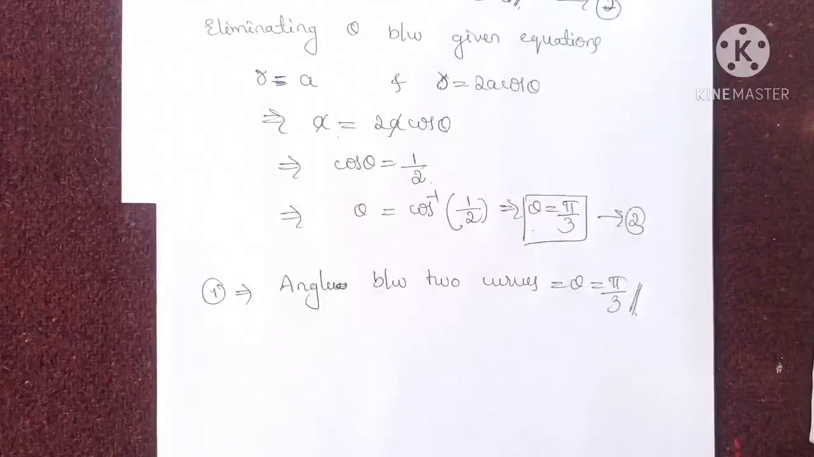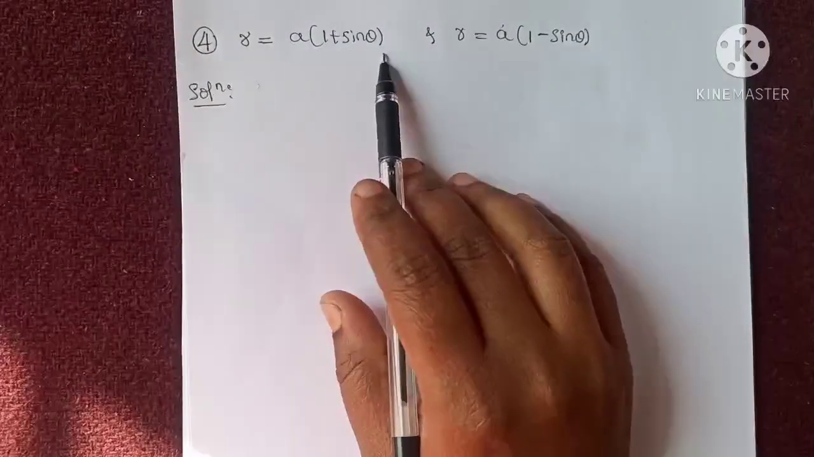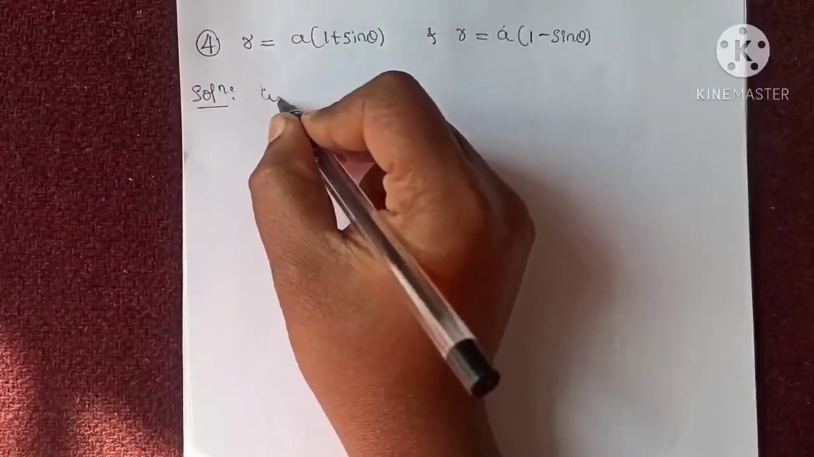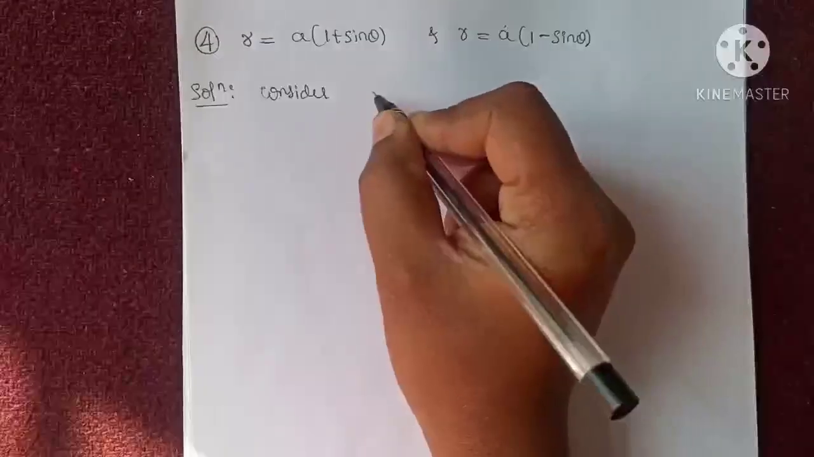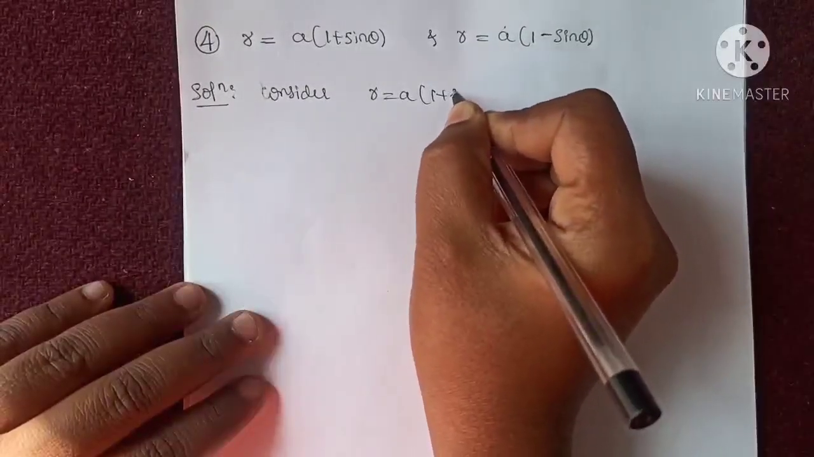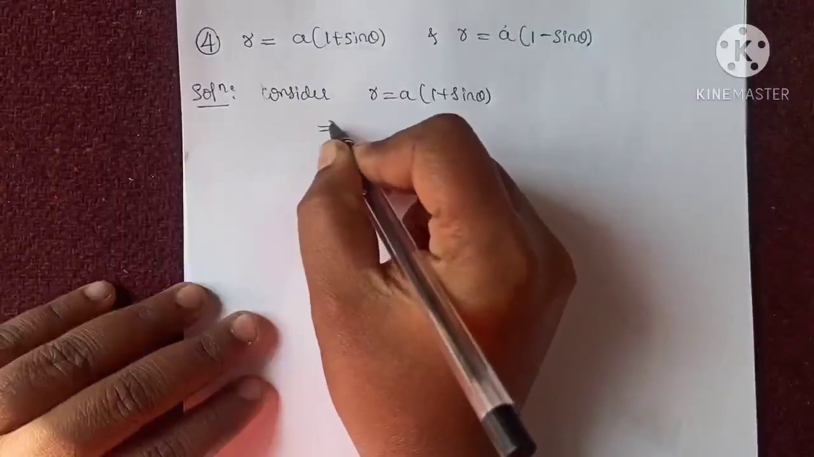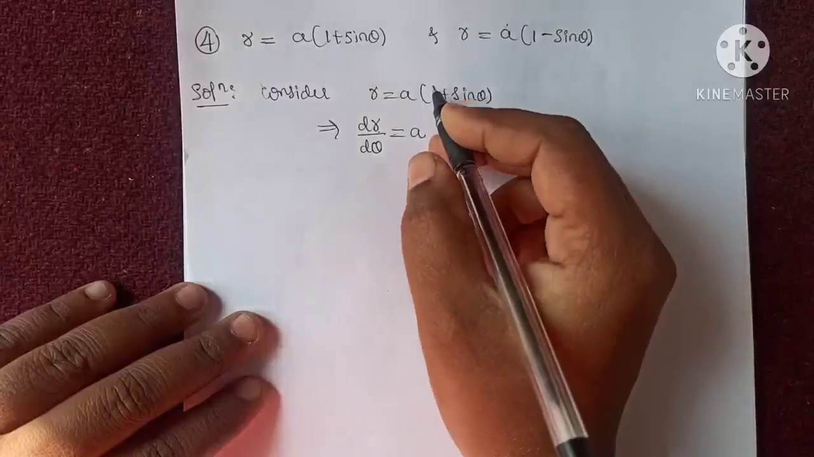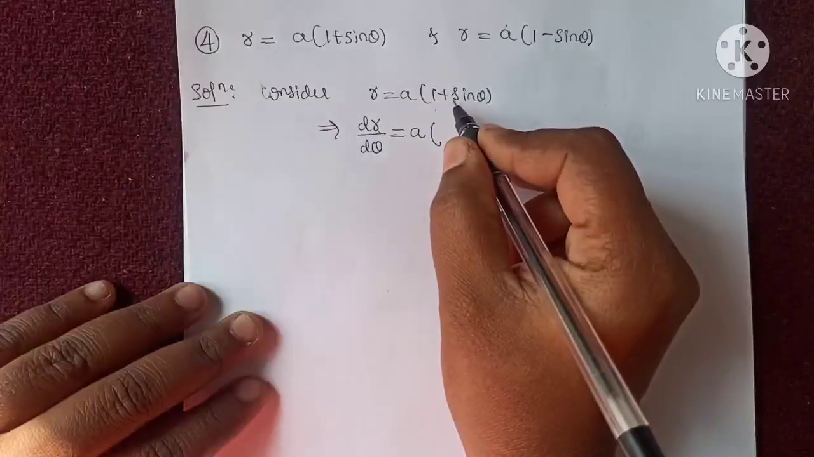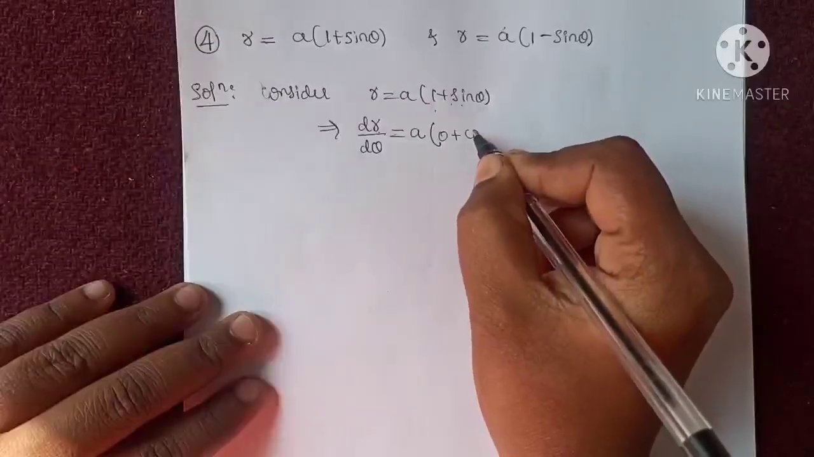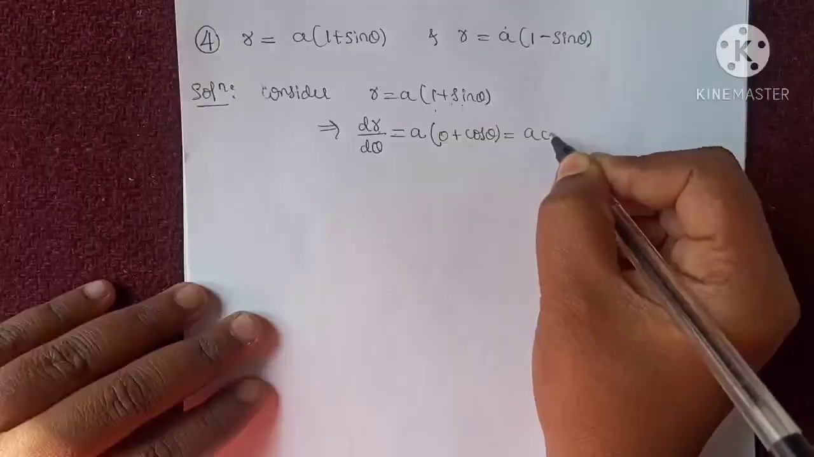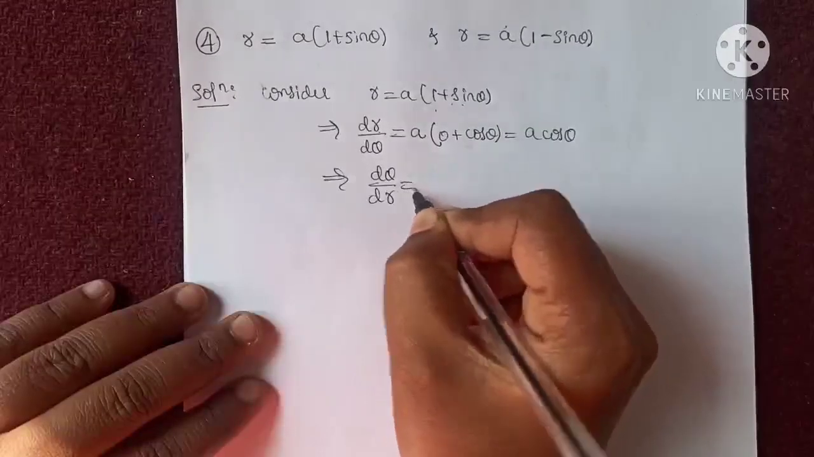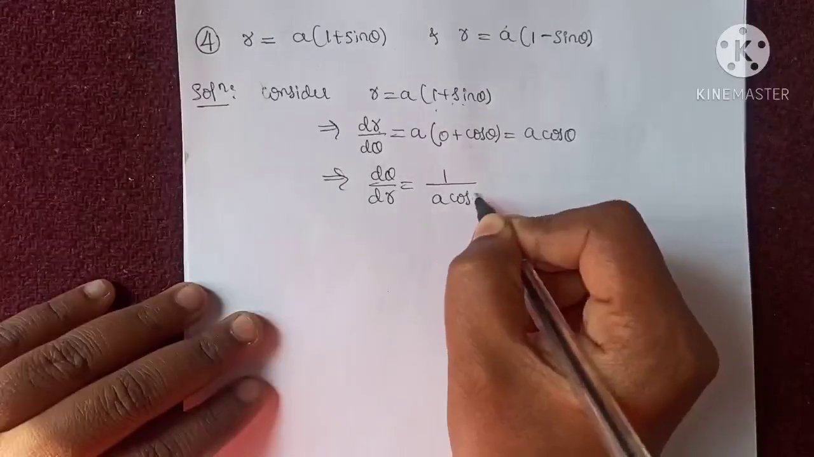Okay. Next problem: r equals a into 1 plus sin theta and r equals a into 1 minus sin theta. First let us consider the first curve, r equals a into 1 plus sin theta. Differentiating with respect to theta, we get dr by d theta equals a into, differentiation of 1 is 0 and sin theta is cos theta, so we get a cos theta. Taking reciprocal, d theta by dr equals 1 divided by a cos theta.